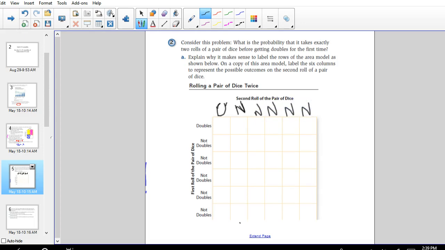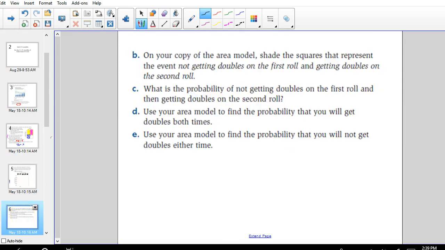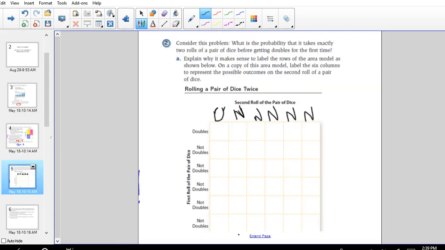Alright, so let's think about the situation. Let's look at the next question. On your copy of the area model, shade the squares that represent the event not getting doubles on the first roll and getting doubles on the second roll. So, let me get my highlighter here. Not doubles on the first roll, that is these. And then doubles on the second roll, that's right here. So we're looking for where those things overlap, and that is going to be in these parts right here.